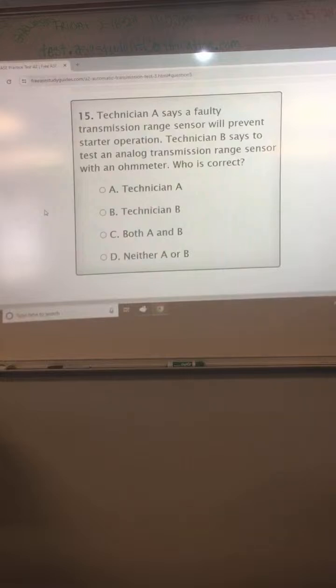The transmission range sensor is what tells you what position you're in on the transmission: park, reverse, drive. It doesn't have anything to do with starting the car. Yes, it does. Try starting your car in drive or reverse. Your car will not start unless it's in park or neutral. Put it in reverse, turn it off, it will not start. The starter will not engage. Oh yeah, you're right. That's why I went with C. So C's got it: faulty transmission range sensor. Okay.